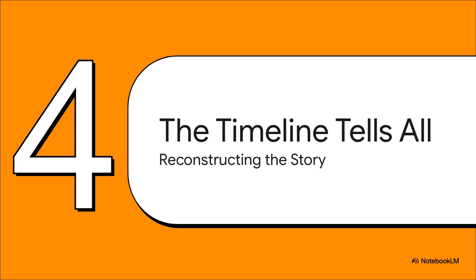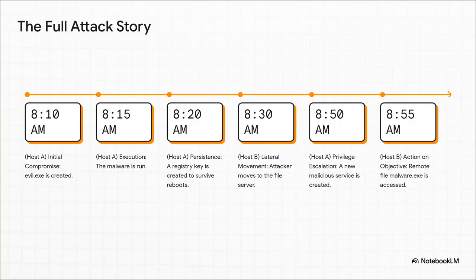We can now take all of our clues, that first weird file, the persistence, the lateral movement, and arrange them in perfect chronological order to tell the complete, unabridged story of the attack. And there it is, the whole story, laid out step by step. At 8:10, the initial compromise. By 8:20, the malware has dug in. At 8:30, we see that critical jump to the file server.